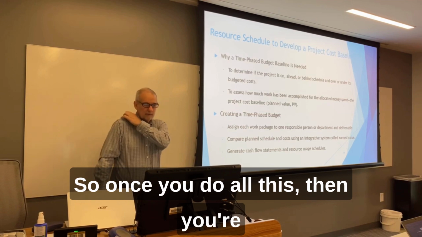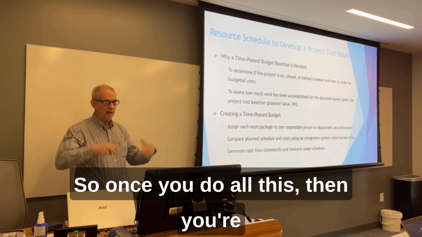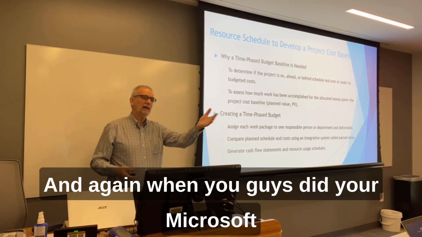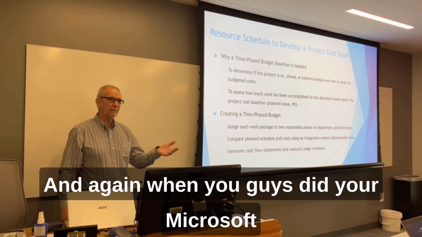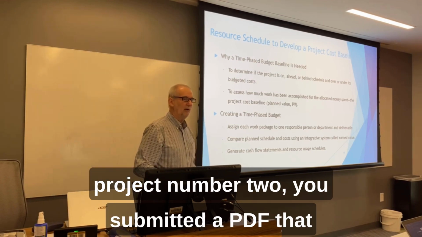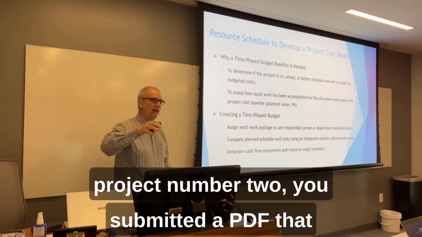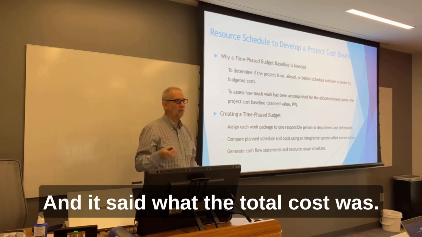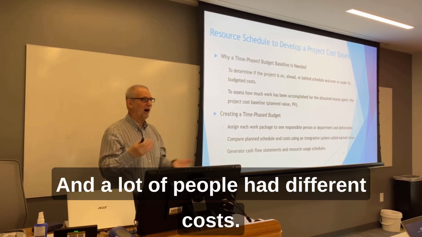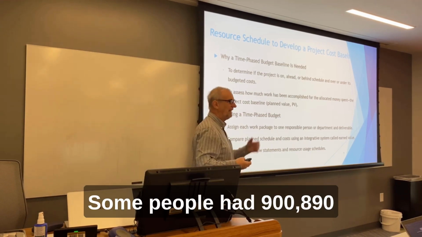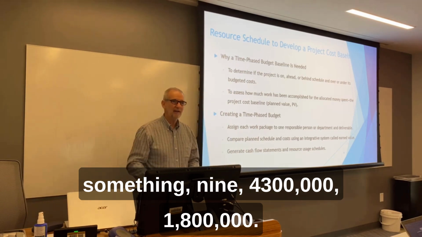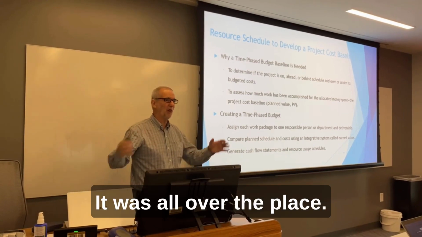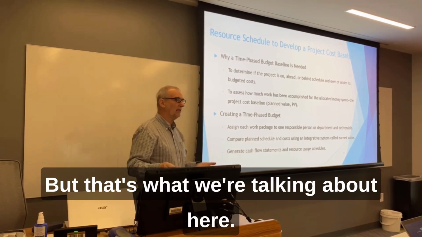Okay, so once you do all this, then you're going to come up with your cost baseline. And again, when you guys did your Microsoft Project number 2, you submitted a PDF that had your Gantt chart and a cost table. Remember that? And it said what the total cost was. And a lot of people had different costs. Some people had 900,000, 890 something, 904, 300,000, 1,800,000. It was all over the place.